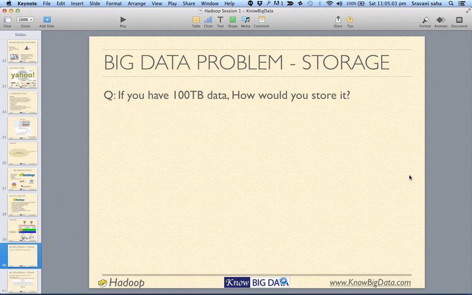Okay, Rania says that based on file system concept, good, good. Tarak says network multiple systems of say 5 TB each, good, excellent. Shweta says by buying hard disk, yes, that's correct. But buying how many hard disks and how do you connect them?